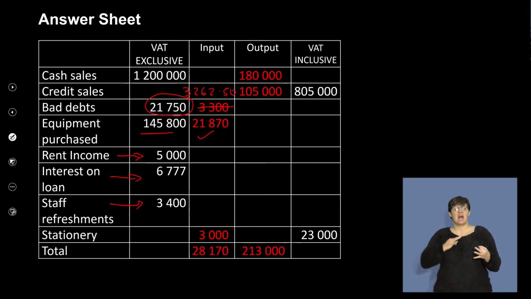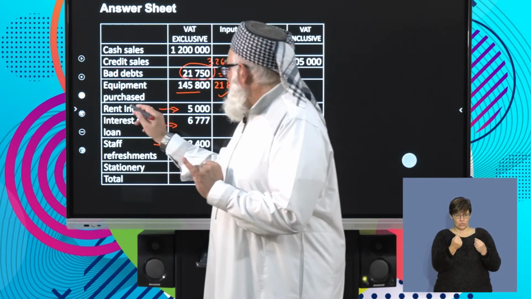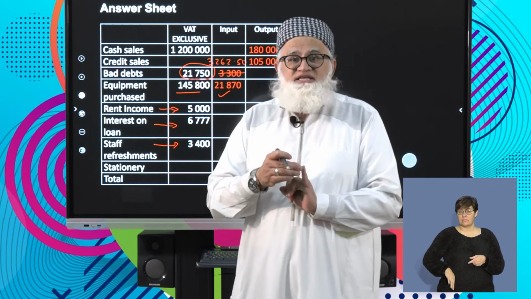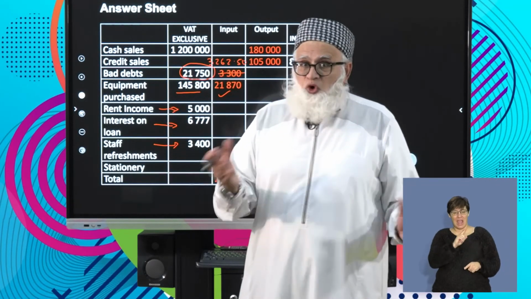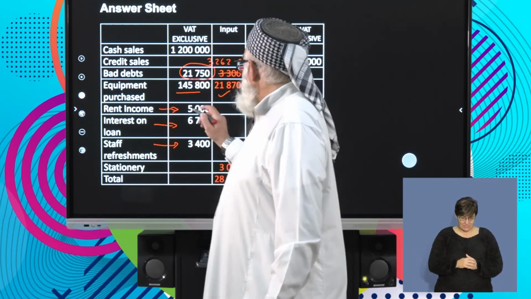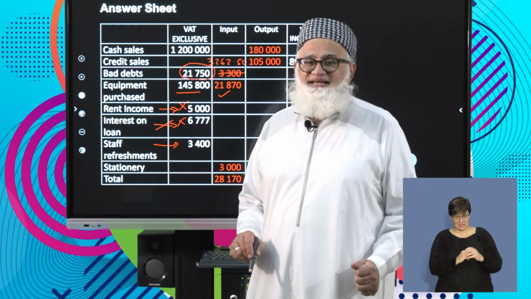staff refreshments. Okay, now let's look at each item individually. Firstly, rent income is not subject to VAT. So clearly it is given to you to test your knowledge, to see whether you include it as input or output. Definitely you can see that it does not feature as far as my VAT calculation is concerned. Number two, interest on loan, again, no VAT on it because it's a financial transaction which is tax exempt. So therefore it will not be part of my VAT calculation.